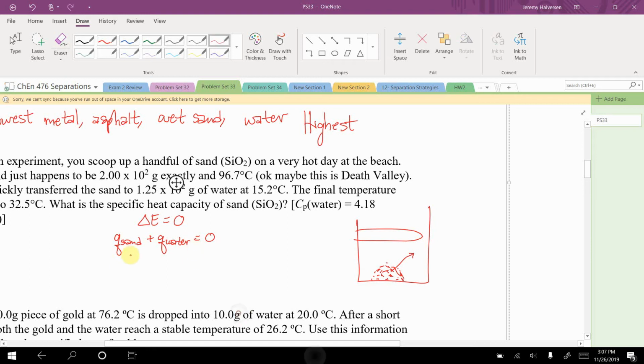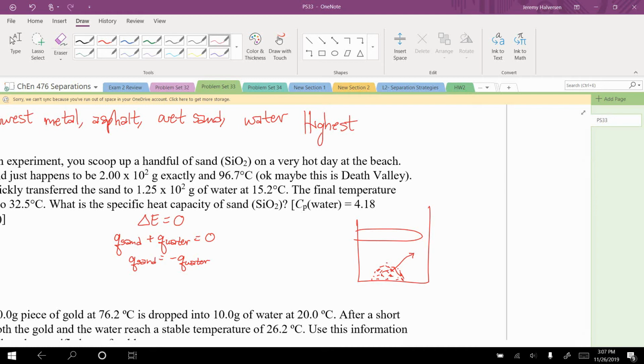I could subtract one over to the other side and say that the Q of the sand will be negative Q of the water. I could have subtracted sand over to the other side. It really doesn't matter. I could have left them on the same side. I'll still be able to solve the problem.